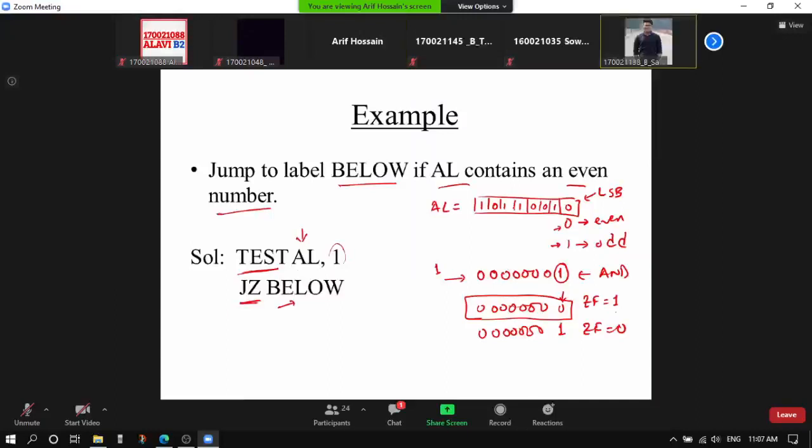So you'll have to bear with me. I'll repeat. All right. So let AL contain this value. It might be any value. All we are interested in is this LSB, that is the last bit. Our mask is 1.